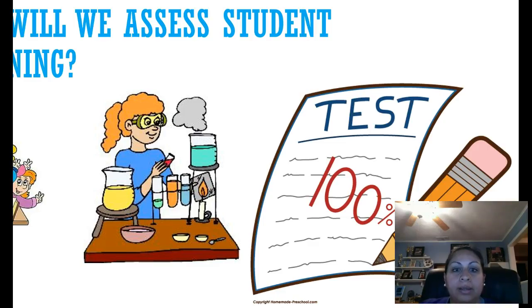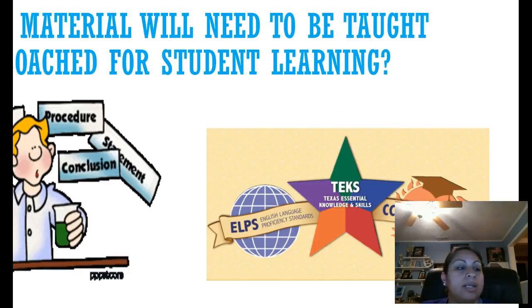So the next step, step 2, how will we assess student learning? Will it be through just class participation? Will it be through experimentation? Will it be through testing? How will we assess? These are just questions to keep in mind. The next question is, what material will need to be taught and coached for student learning?